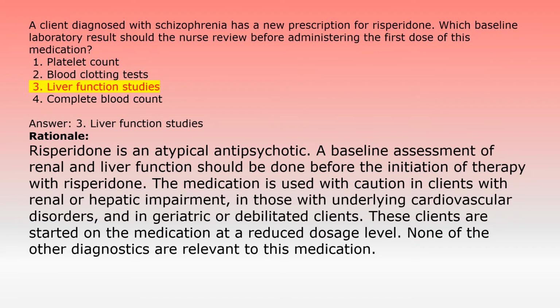Answer: 3. Liver function studies. Rationale: Risperidone is an atypical antipsychotic. A baseline assessment of renal and liver function should be done before the initiation of therapy with risperidone. The medication is used with caution in clients with renal or hepatic impairment, in those with underlying cardiovascular disorders, and in geriatric or debilitated clients. These clients are started on the medication at a reduced dosage level. None of the other diagnostics are relevant to this medication.